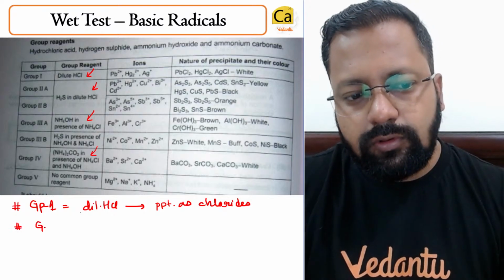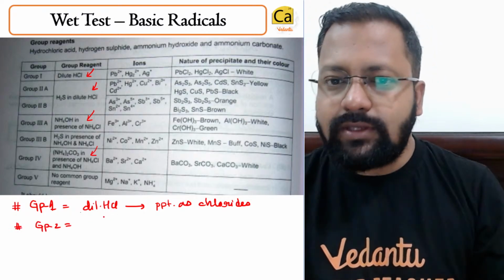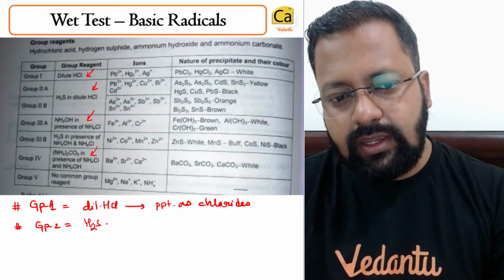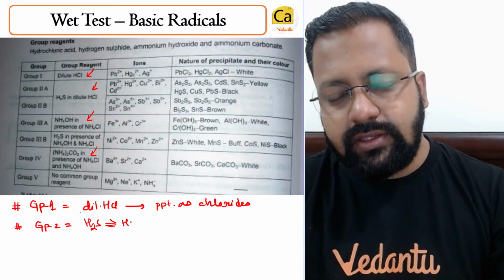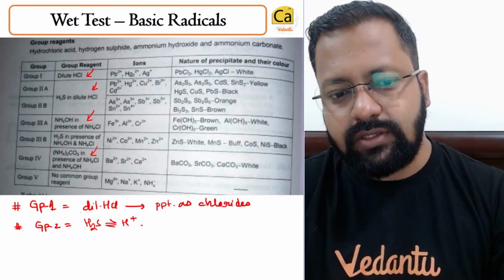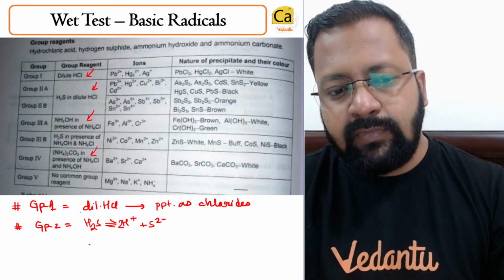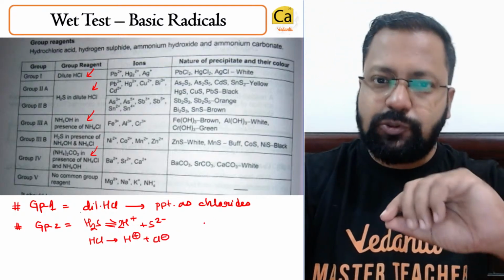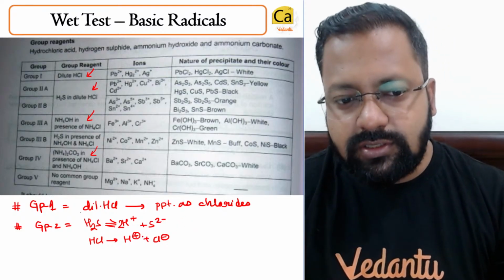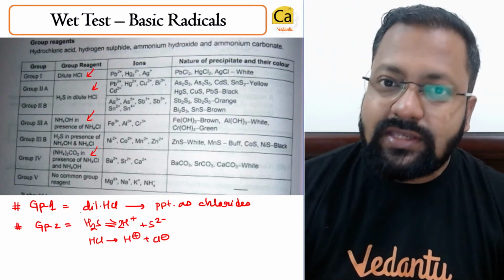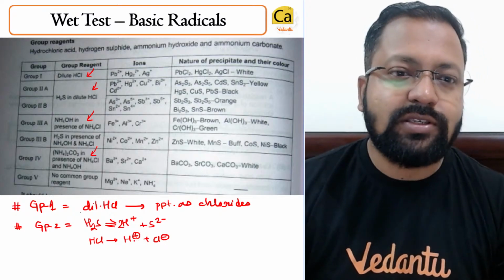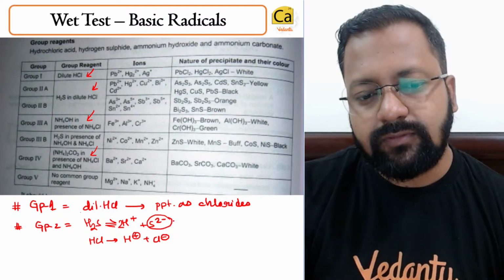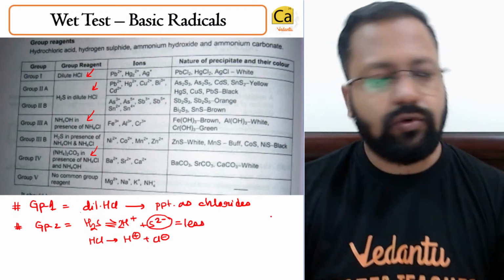If you take group 2, then you are utilizing H2S in dilute HCl. Now, H2S, being a weak electrolyte, is present in equilibrium with H plus and S2 minus, and HCl is a strong electrolyte. The HCl supplies H plus to this equilibrium, which suppresses the dissociation of H2S. Since it suppresses the dissociation of H2S, the sulfide ion concentration is low over here. Okay?